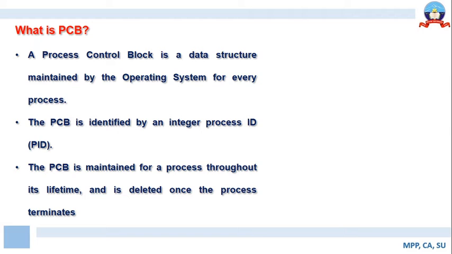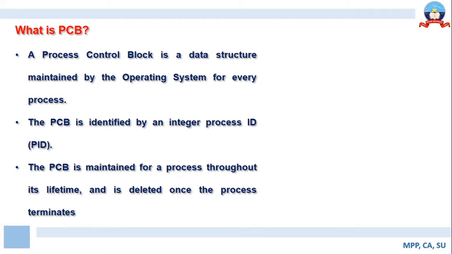Again, I'll repeat it. The process control block is a data structure that is maintained by the operating system on behalf of each and every process that stores the process state information. The process control block is identified by an integer ID called a PID. Likewise, the process control block is maintained for a process throughout its lifetime and it is deleted once the process terminates or is considered to be a zombie process.